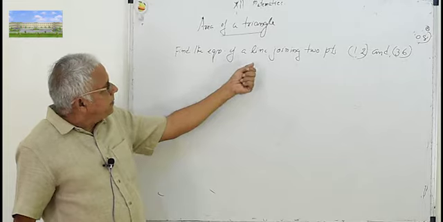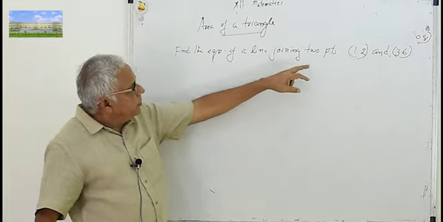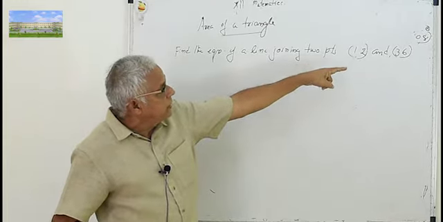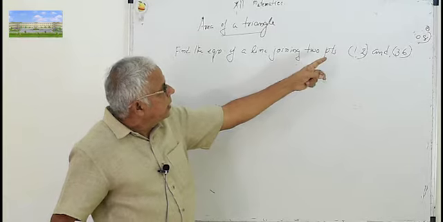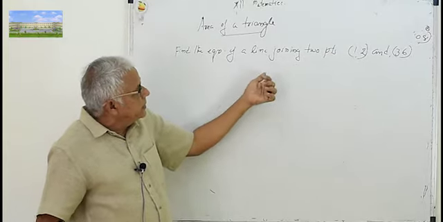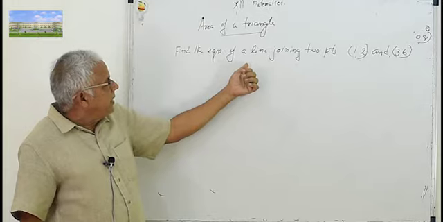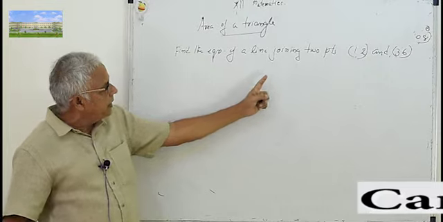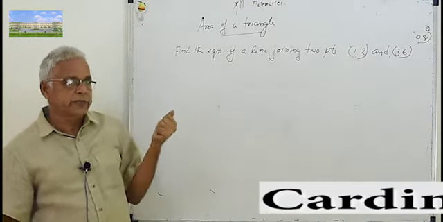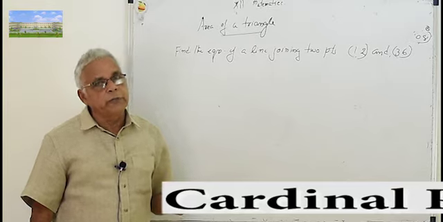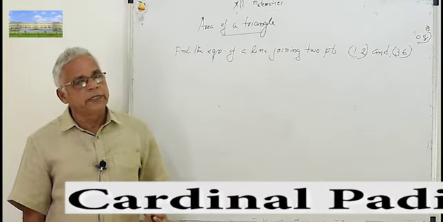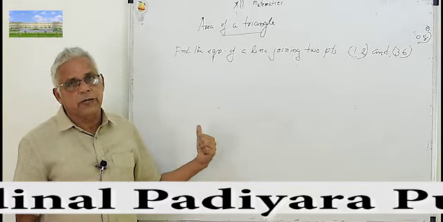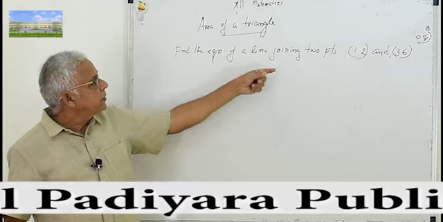Equation of a line joining 2 points (x1, y1) and (x2, y2) is given by the formula y minus y1 is equal to (y2 minus y1) by (x2 minus x1) into (x minus x1). You have studied this in 2 points form. That is coordinate geometry.